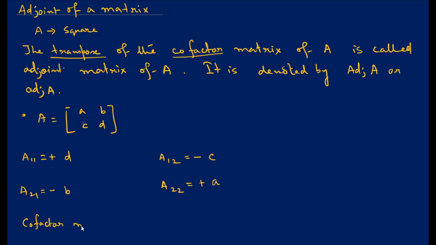Cofactor matrix. Okay, cofactor matrix means the matrix which contains the cofactors. What are the cofactors? D, minus C, minus B, and then what? A. Okay, now see, without finding the cofactors you can write it directly. How? You see, interchange the diagonal.